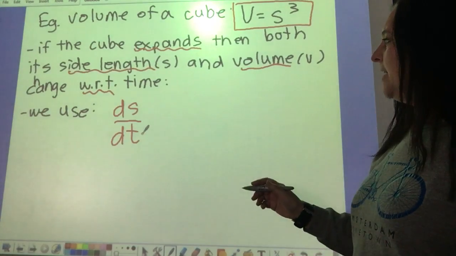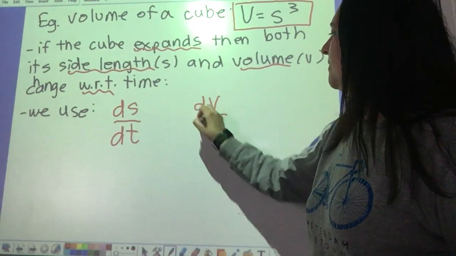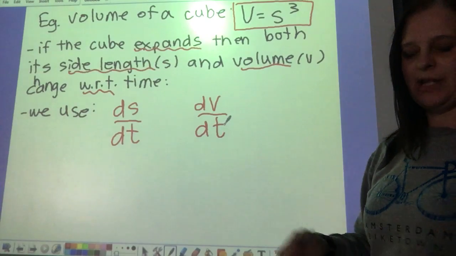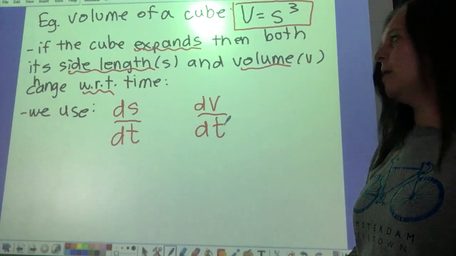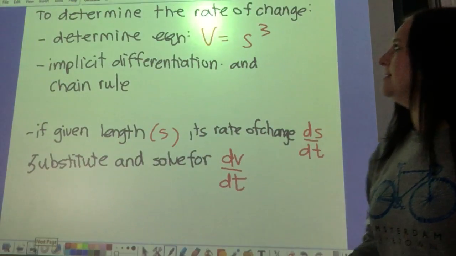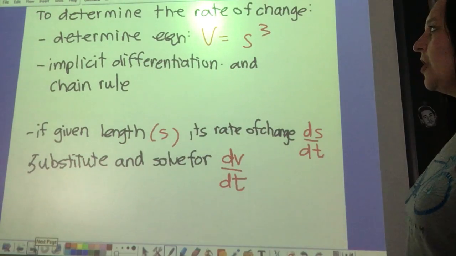And then the side changes, so does the volume. So this is the rate at which the volume changes with respect to time. So those notations we'll be using in our problems. Okay, now for the next slide, still just looking at this simple example with a volume of a cube.